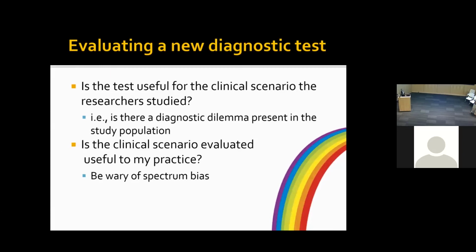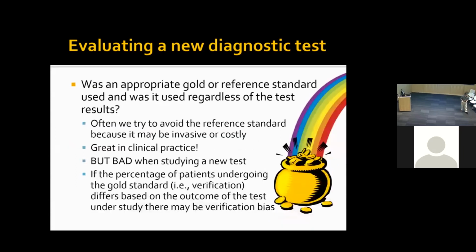So when you're looking at a new diagnostic test, there are several questions to answer. One, is this test useful for the clinical scenario that the researchers studied? Is there actually a diagnostic dilemma? Back to what we just said: if there's no diagnostic dilemma, you already have your mind made up, so the test isn't going to help you. Is the clinical scenario useful to your practice? Same kind of problem, but something we call spectrum bias. It's a good test, but it doesn't work for me because I see the sickest patients all the time.